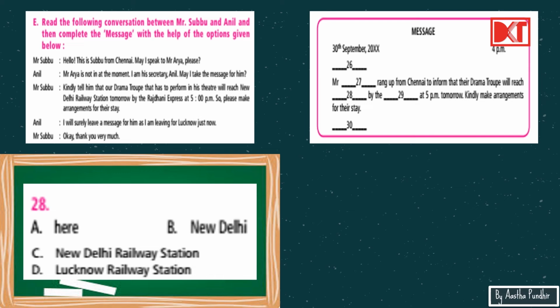Okay, next up, Mr. Subbu rang up from Chennai to inform that the drama troupe will reach dash. Okay, will reach where? Here, New Delhi, or New Delhi railway station, or Lucknow railway station. Where will they reach? They will reach New Delhi railway station.